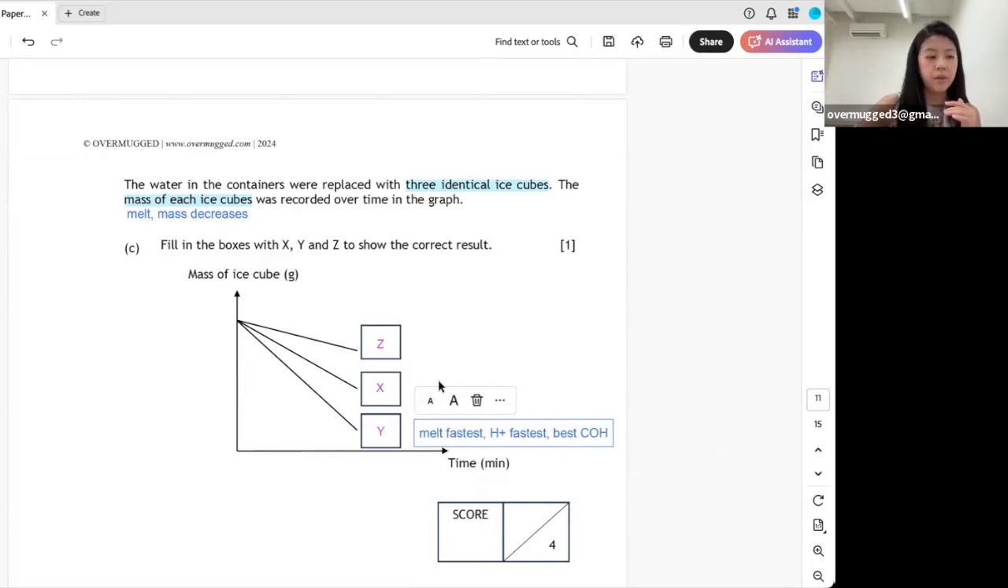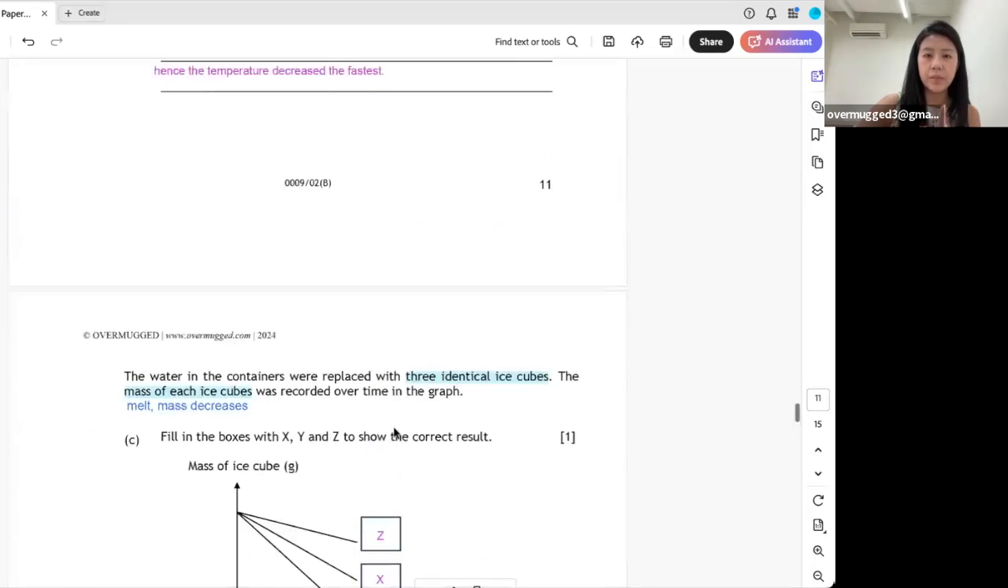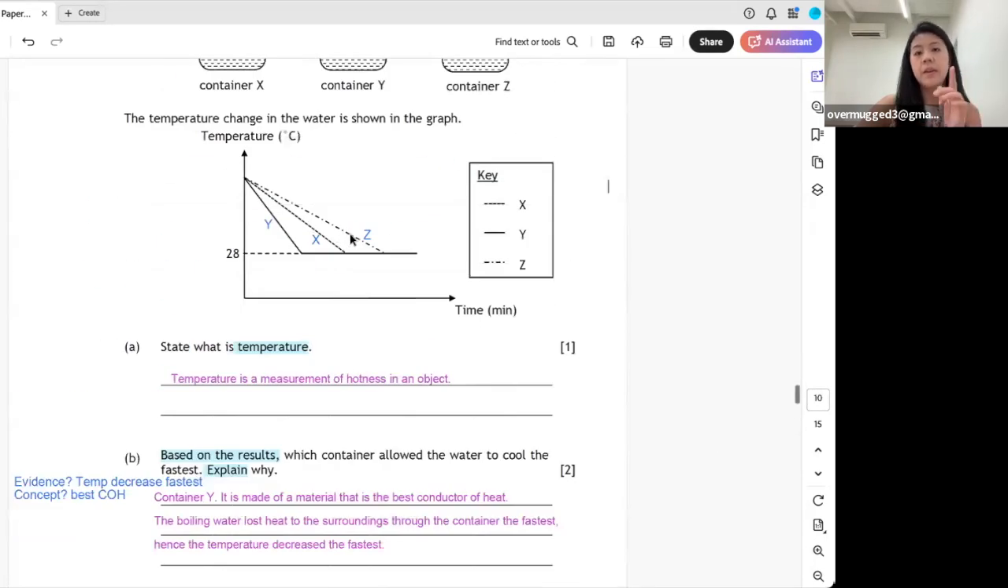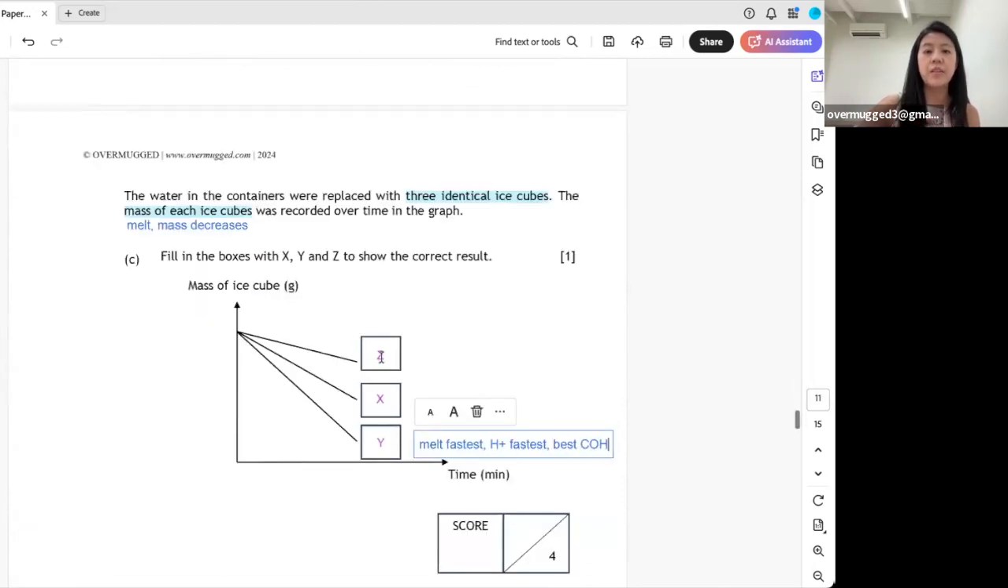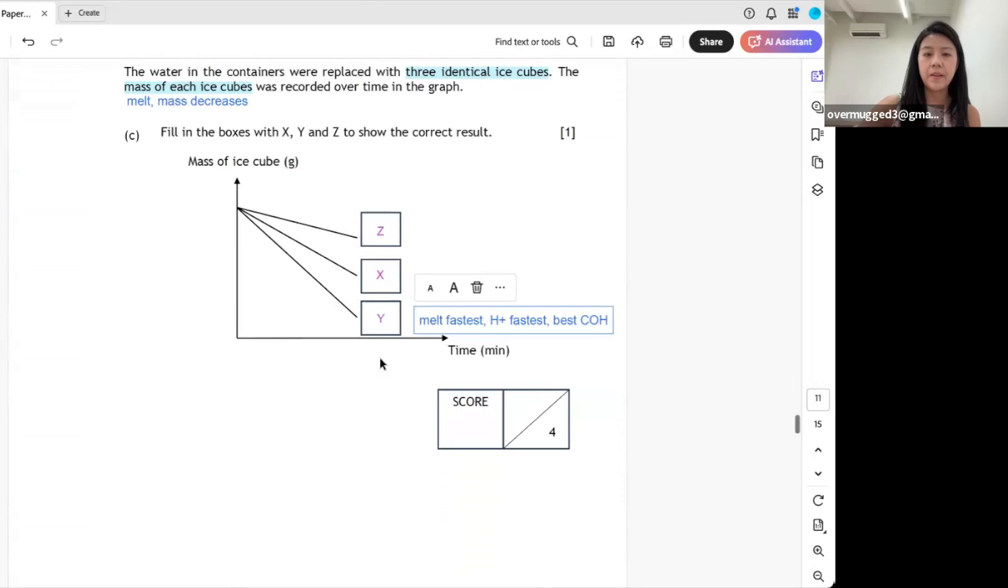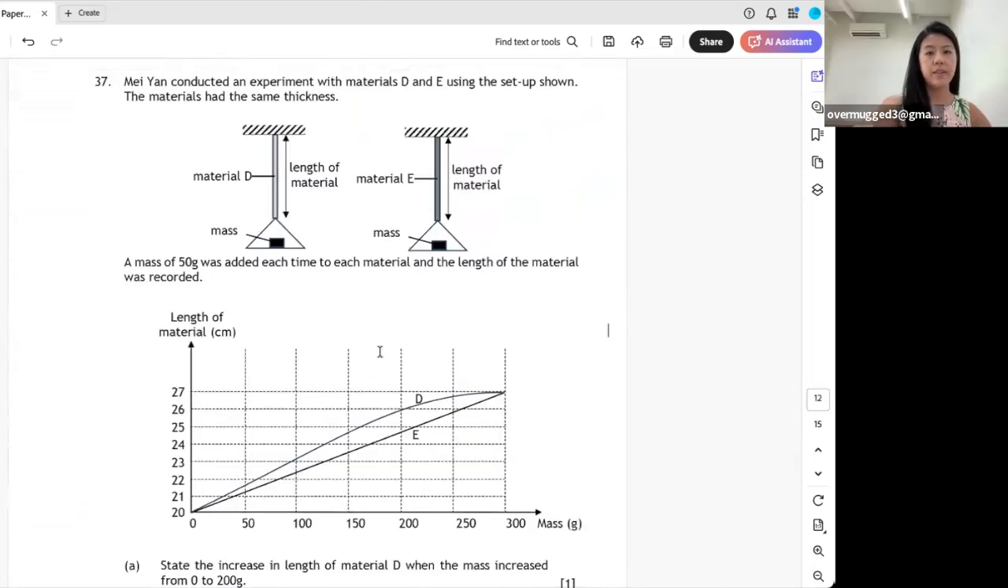Okay. Now, if I go back to the graph, Y is the one that melts the fastest because the temperature decreases the fastest. Z will be the direct opposite. Okay, the temperature is decreasing the slowest here. In other words, Z is your poorest conductor of heat. So the mass of ice cube will change the least over time. All right. Okay, then we move on to question 37.